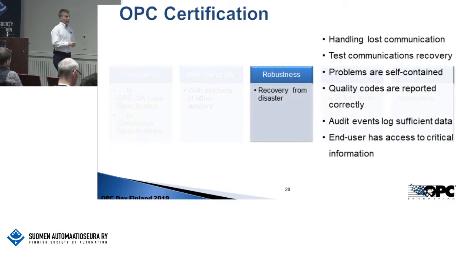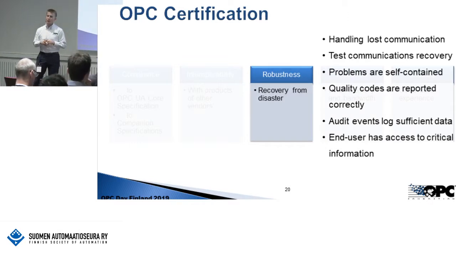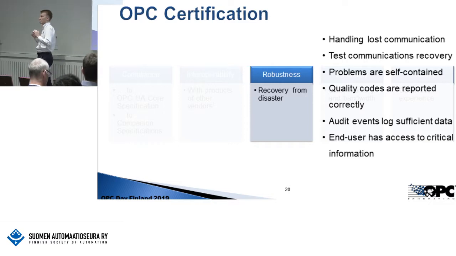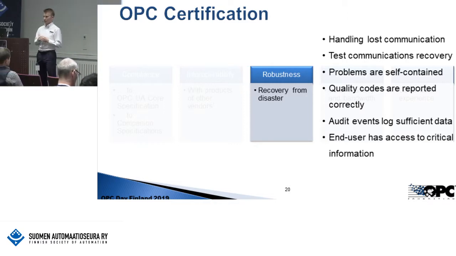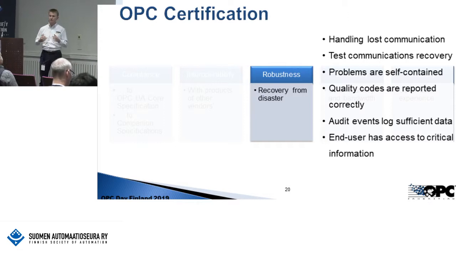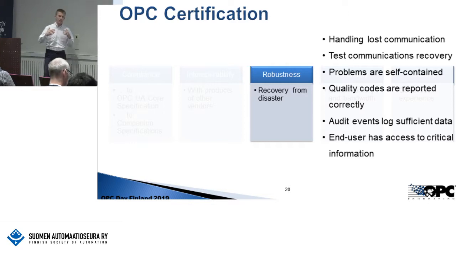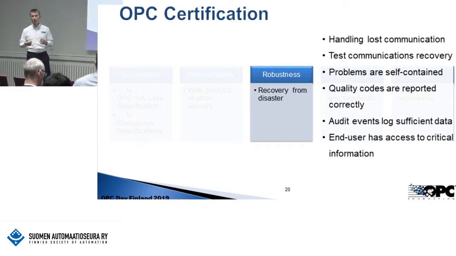The third area is robustness, which is basically the recovery from disaster. The problem here is that you have a lot of manual test cases in that area, because OPC UA defines certain behavior for the data source as well.